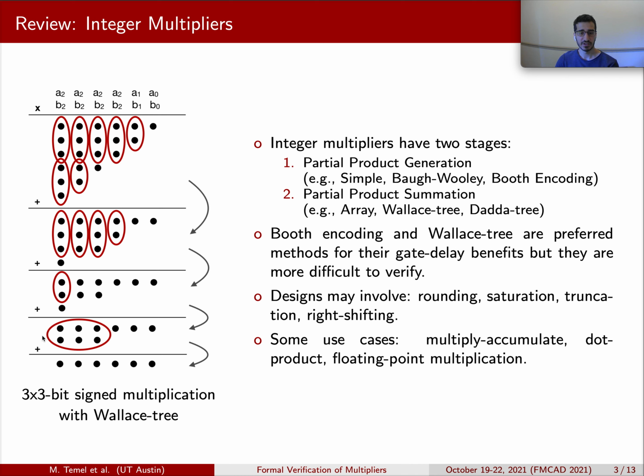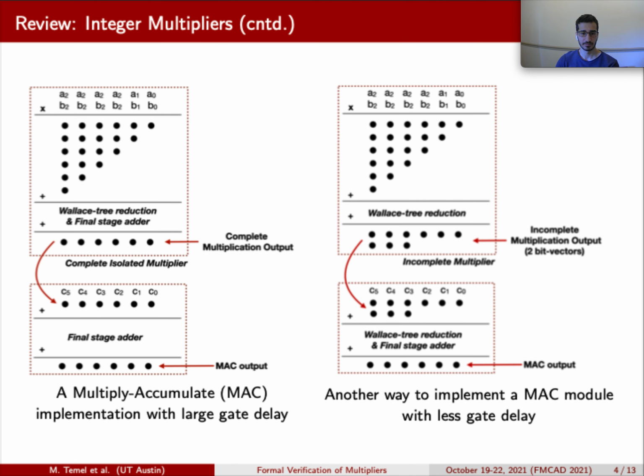We could achieve even better results by using different partial product generation algorithms, such as Booth encoding and some sign extension tricks. These designs may also involve rounding, truncation, and/or saturation when returning the result. Integer multiply can have many use cases, including multiply accumulate, dot product, and floating point operations.